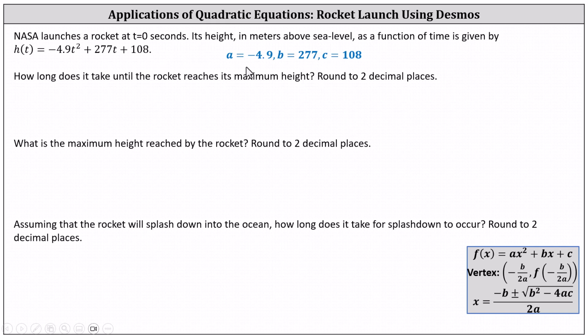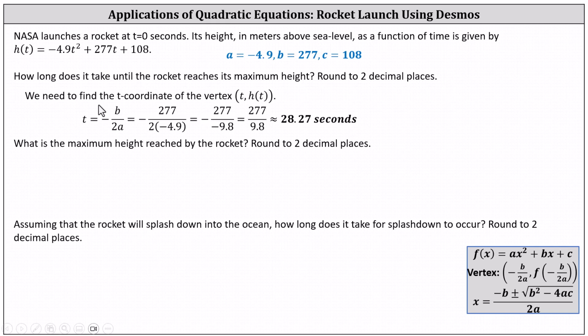108. So for the first question, how long does it take until the rocket reaches its maximum height? We need to determine the t-coordinate of the vertex, which is given by t equals negative b divided by 2a, where b is 277 and a is negative 4.9. Simplifying, we have t equals 277 divided by 9.8, which is approximately 28.27 seconds.